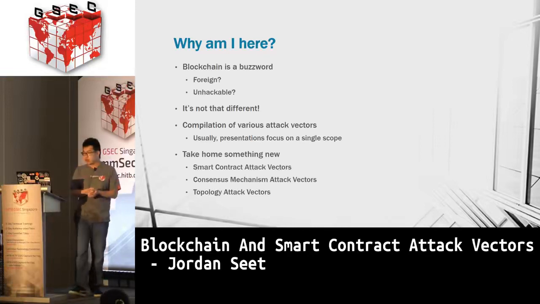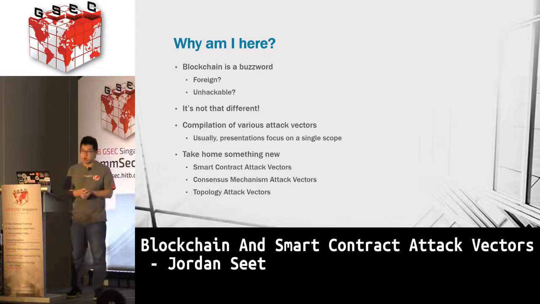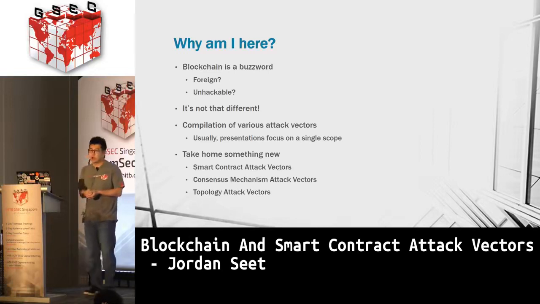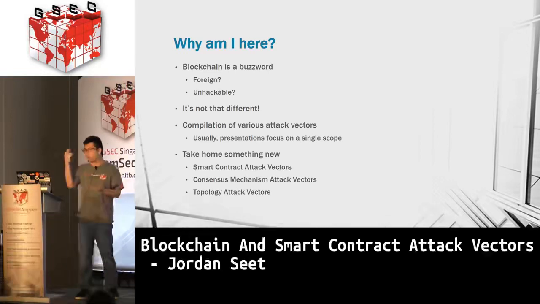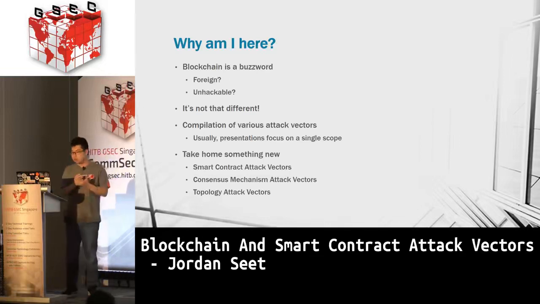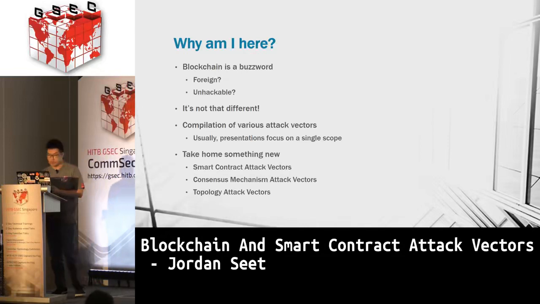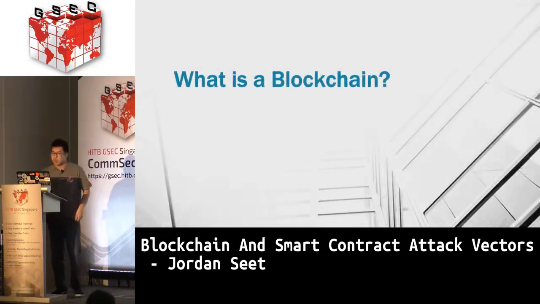So what I'm here to show you today is a compilation of various attack vectors on 3 different levels: the smart contract, the consensus mechanism, and the telecommunications topology attacks. I hope you really take home something new, and I hope I can add value to what you already know. So moving on, for the uninitiated, what is a blockchain?